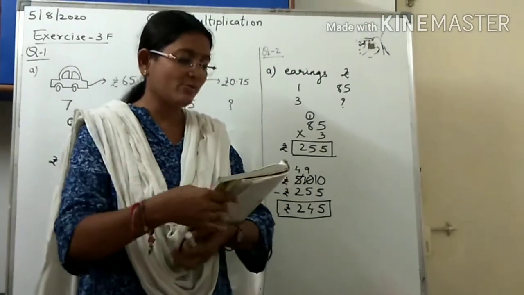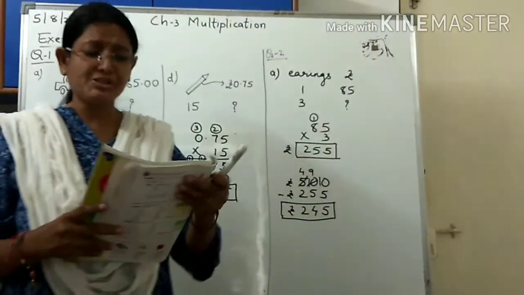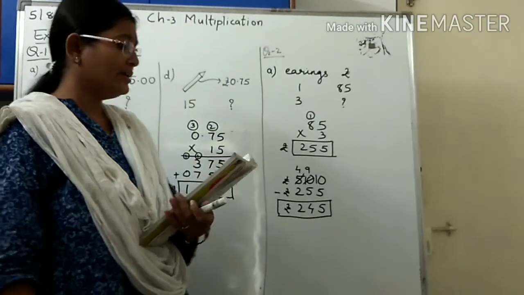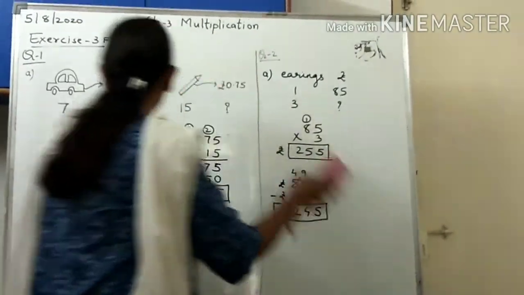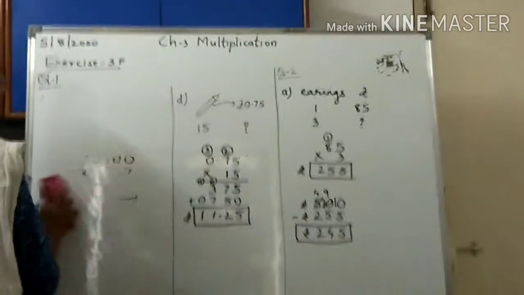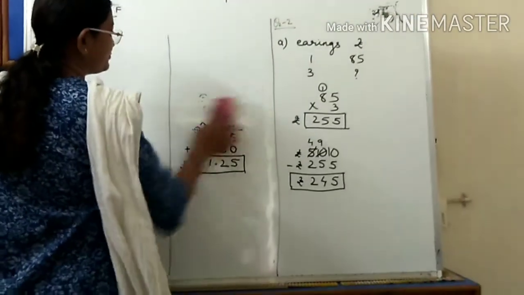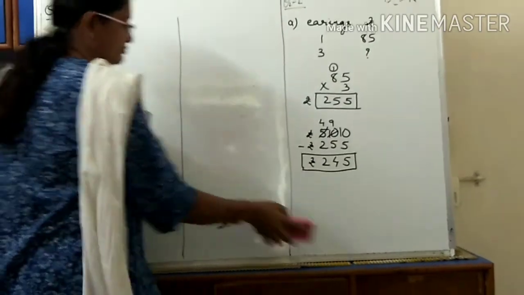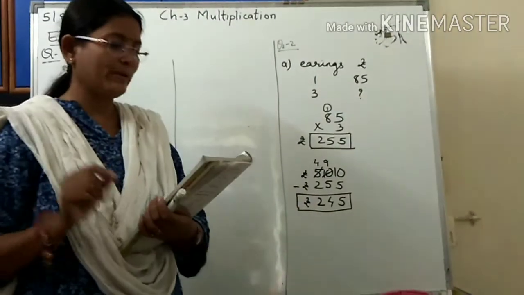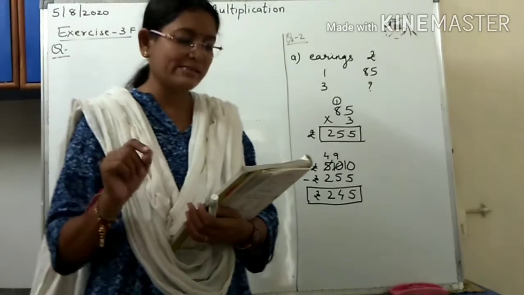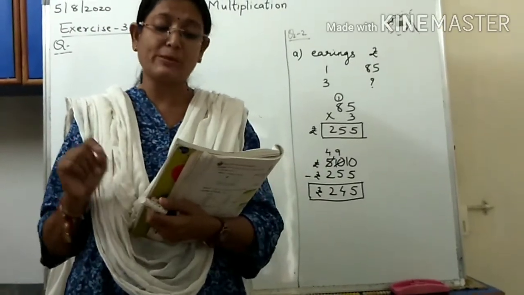Right. Now let us move to number B. Sheetal had rupees 500. She spent rupees 178.50 and she earned rupees 249.